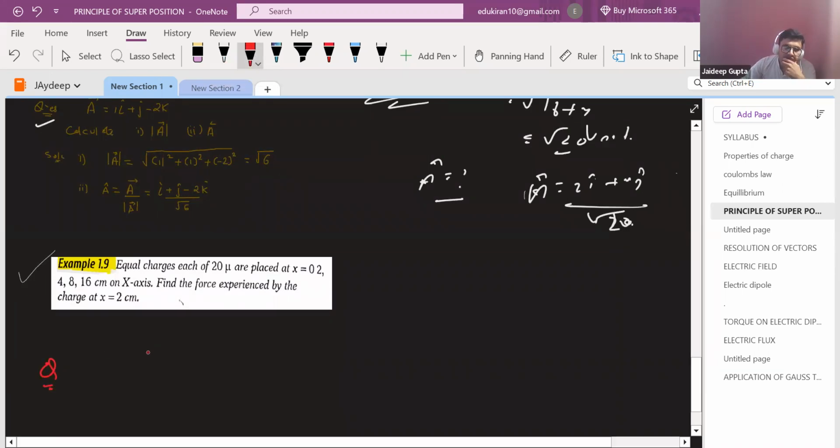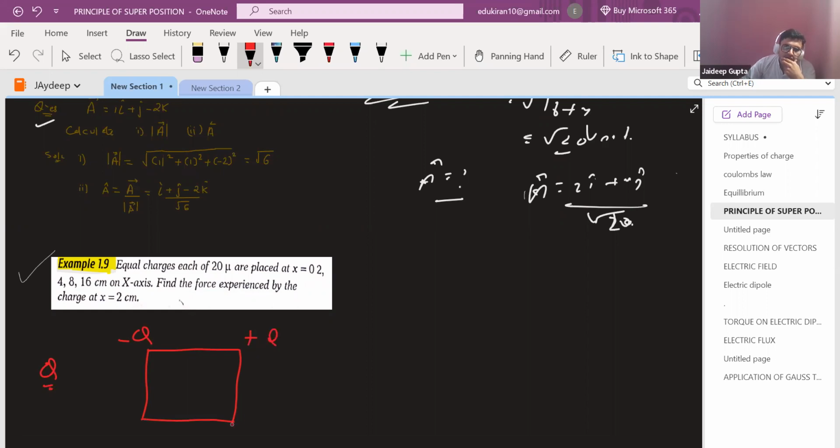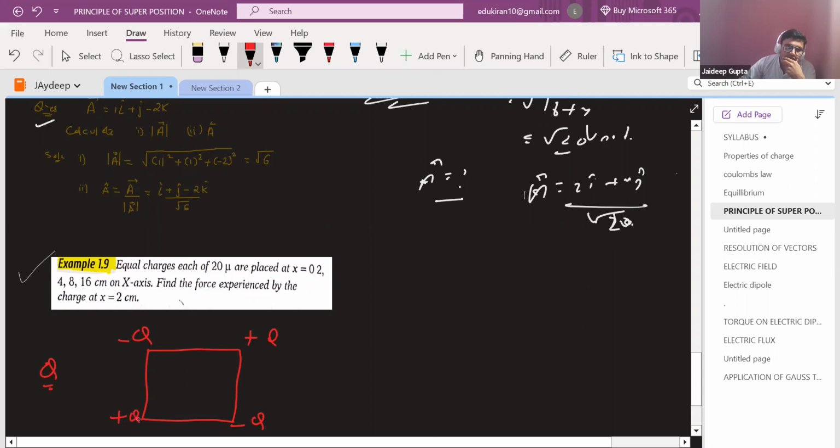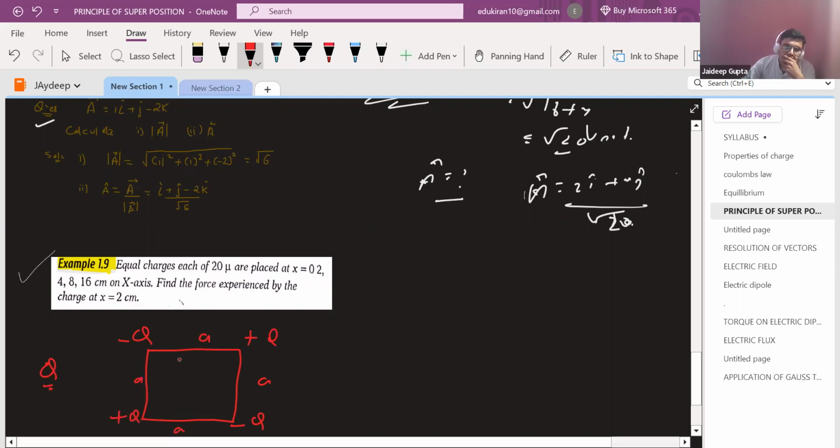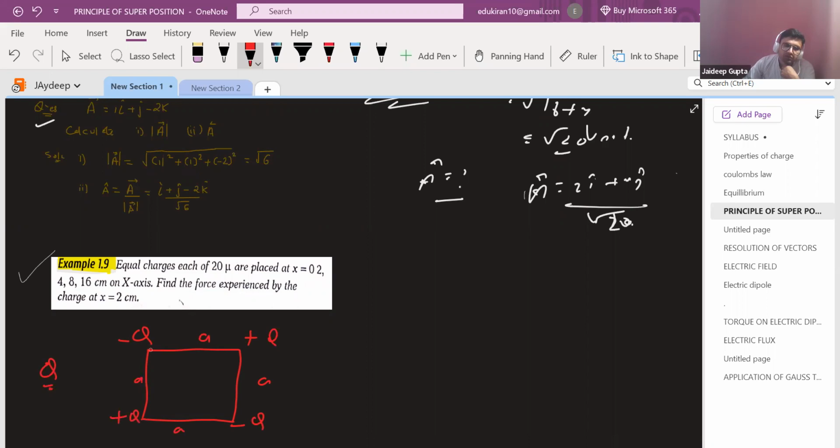Try this question. This is minus q here, this is plus q, this is again minus q, this is plus q. This is a square. Now calculate the net force on this charge. This is A, this is B, this is C, this is D. Now calculate the force on this charge. Fast, Iram. Try this question.